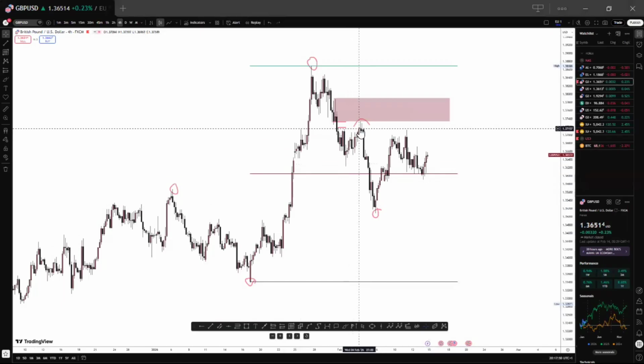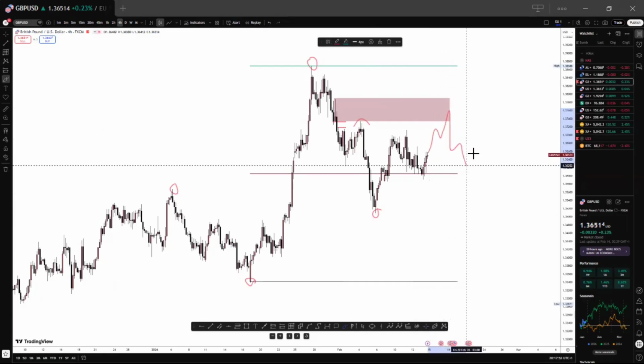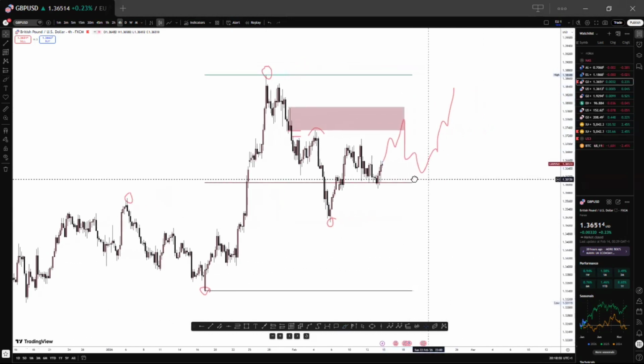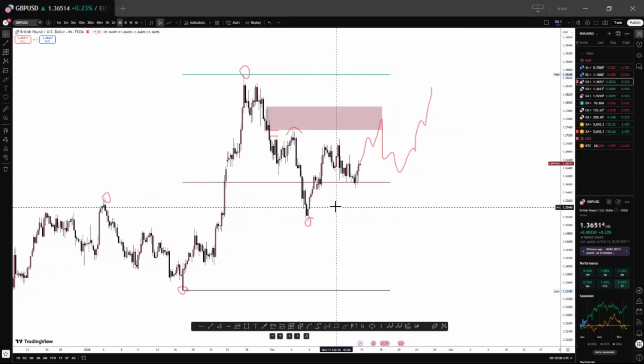Now, this is going to be considered as an inducement, because when we look at this price action, we can say that price could do something like this before going back up. So this is still very, very possible. At the same time, this is still a valid zone. So looking at this price action now, we can say, okay, where can we look for bullish entries?